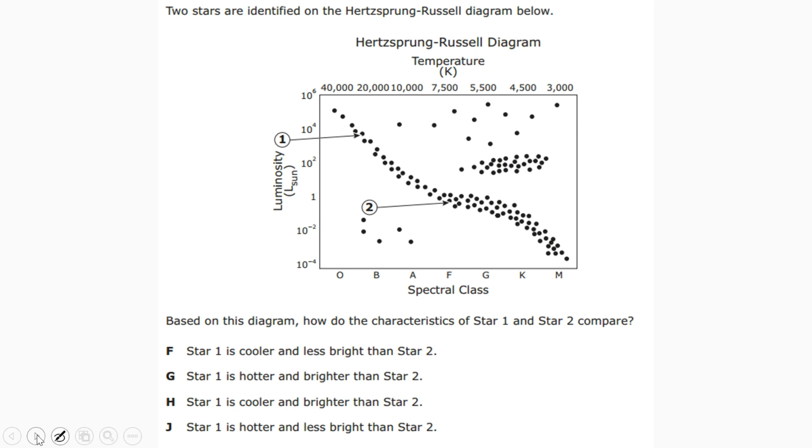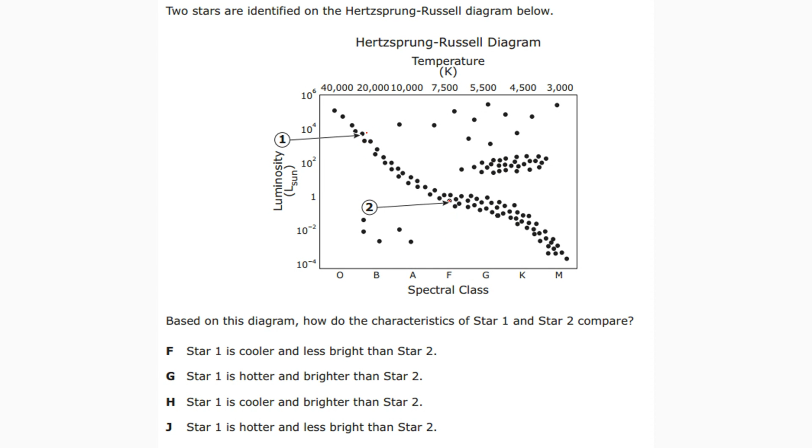All right, so here's an example. 2 stars are identified on the HR diagram below. Here's our luminosity. It also has spectral class, and temperature is at the top, still going from right to left. Based on this diagram, how do the characteristics of star 1 and 2 compare? So let's look at star 1. Star 1 is right here.